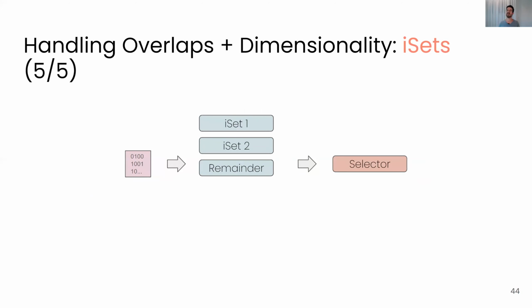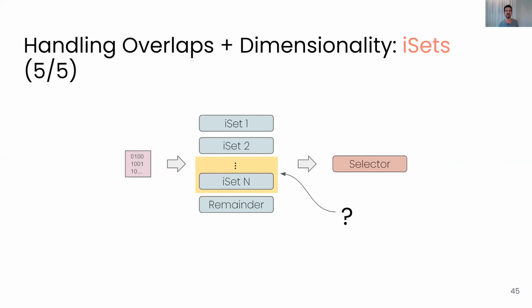Usually, we have more than a single subset. For example, we may have several I-sets and the remainder set. In that case, we need to evaluate all subsets either in a sequential or a parallel manner, and then select the highest priority match. One question still standing is, how many I-sets do we need?